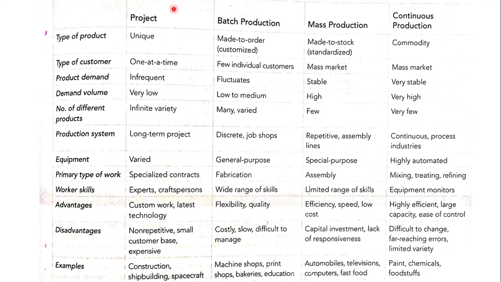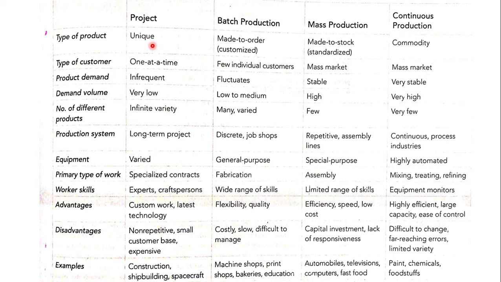For a project, there is an infinite amount of variety possible. For batch production, many varied products are possible. For mass production, it becomes less. That is, there are few different types of products. And if you go to continuous production, as I said in the distillery example, there are several brands, but there are not a lot of products in it, right? All the products are the same. There is not much variation because there is no flexibility in it.